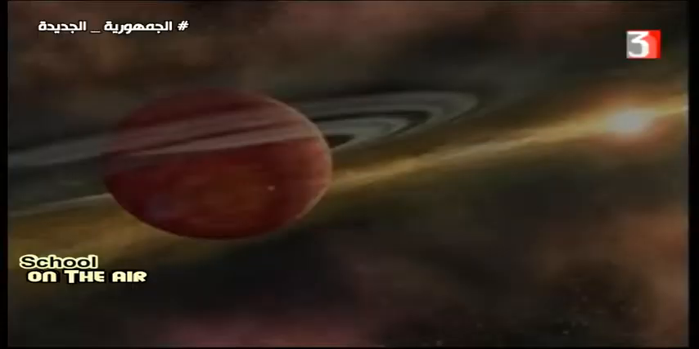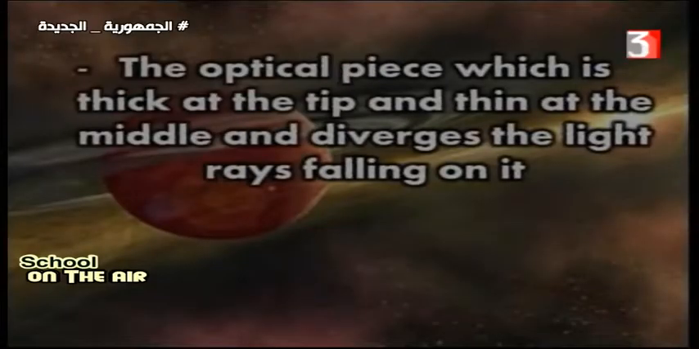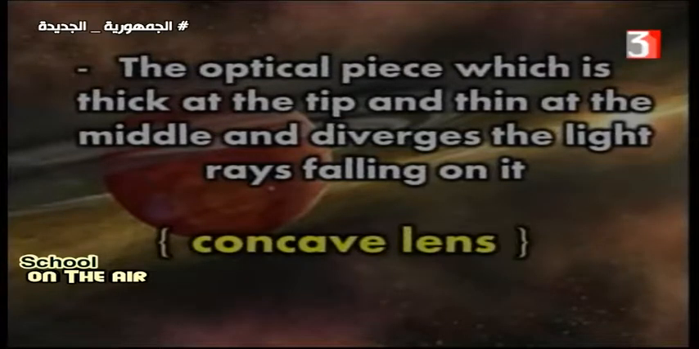Another one, it's great to say the optical piece which is thick at the edge and thin at the middle and diverges the light rays falling on it. Oh, you want to catch it? Yes, catch this word, diverge. So, this means a lens, concave lens. It's great to catch a concave lens, and very important, concave lens diverges rays. We know it well.